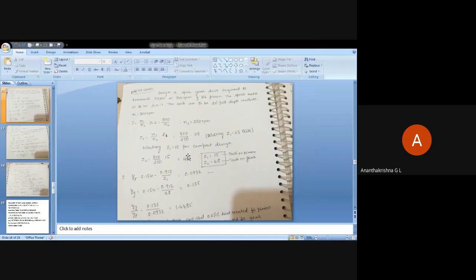The YG by YP ratio you get is 1.4485. Shall we go to the next slide? Yes, sir. Okay. So have you found out the YG by YP ratio? What is the value? Same, sir. 1.4485. Okay, we'll move on to the next.